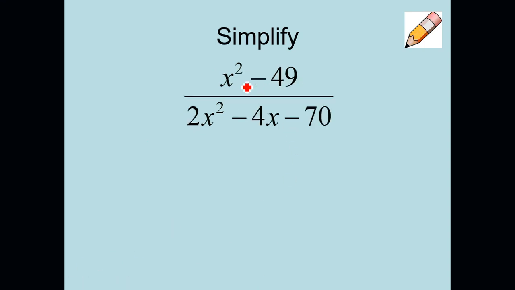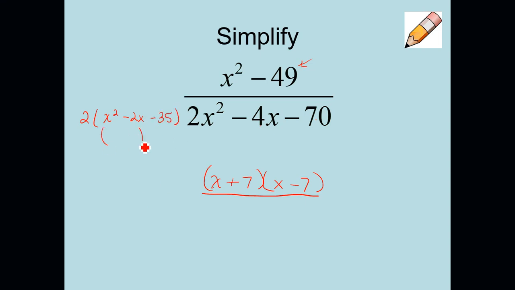Let's take a look at this guy. x squared minus 49. What can I do to the top here to break it apart? Well, I'm noticing 49 is a perfect square number. That's kind of handy. That leaves me with x plus 7 and x minus 7 for his factors. In the bottom, I want to break this guy apart. And check it out. They're all divisible by 2 first. So if I divide out a 2, it would become x squared minus 2x minus 35.